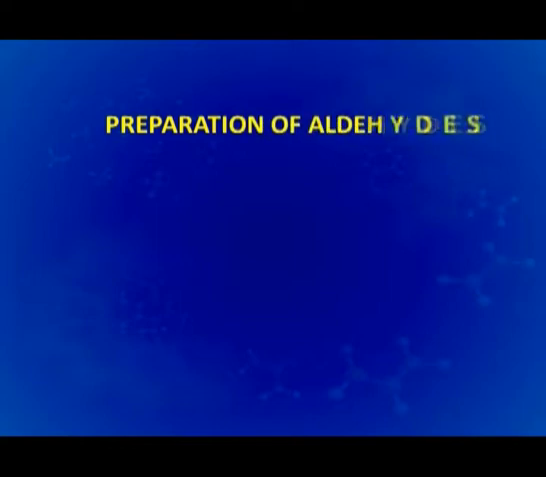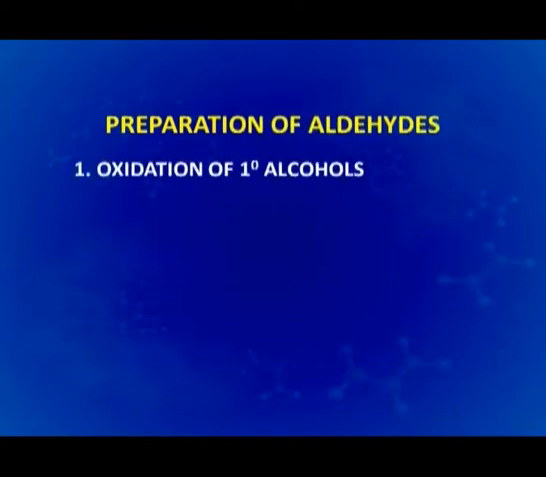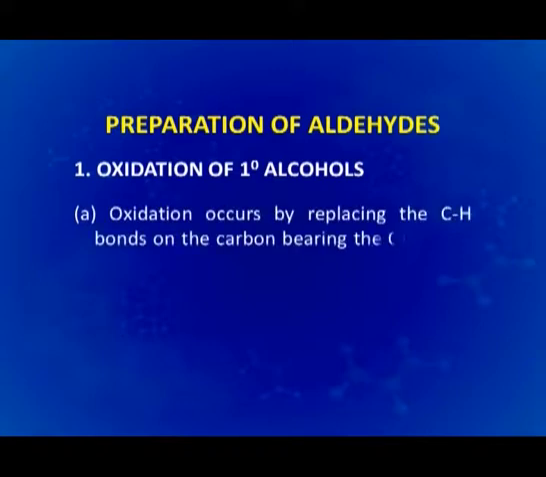First we will start with the preparation of aldehydes, that is, the first preparation is oxidation of alcohols. Oxidation occurs by replacing the carbon-hydrogen bonds on the carbon bearing the OH group by C-O bonds. So, oxidation means the addition of oxygen or the removal of hydrogen, or we can also say the increase in the number of carbon-oxygen bonds or decrease in the number of carbon-hydrogen bonds.